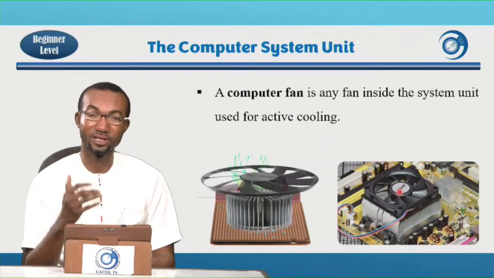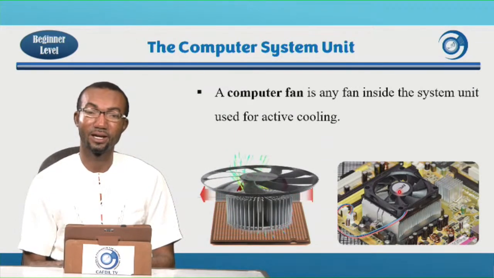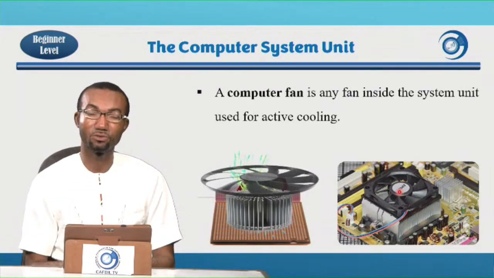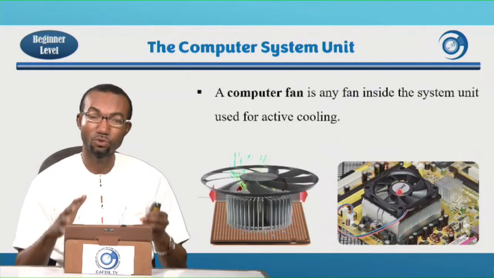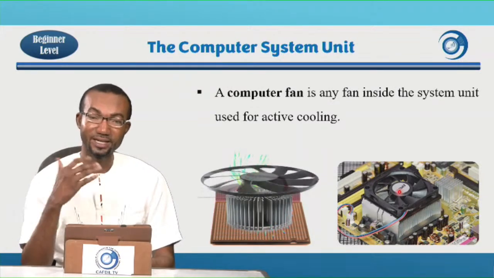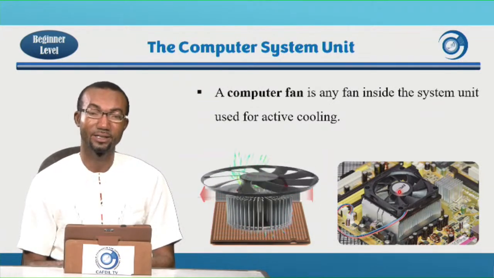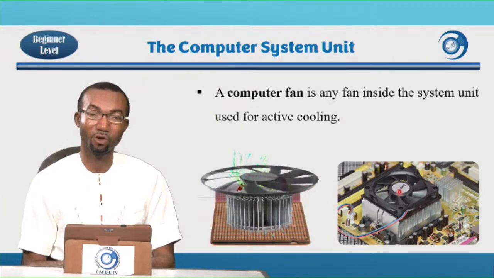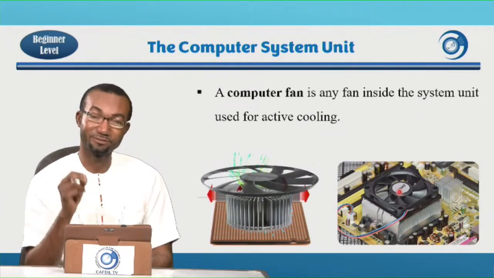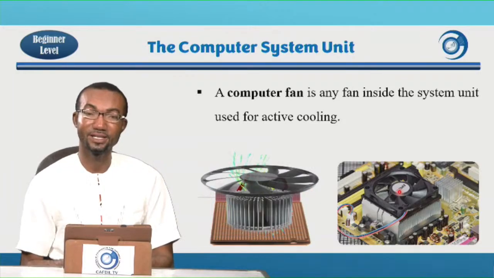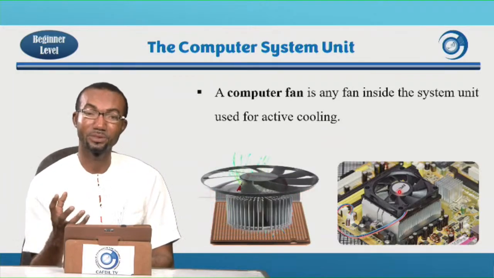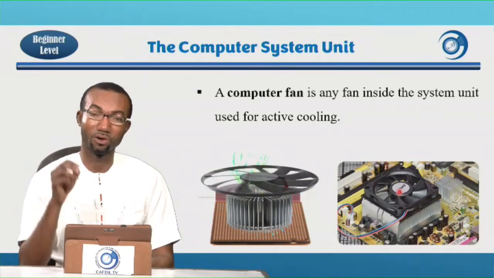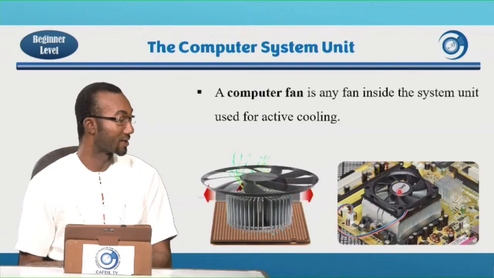So that is why we always advise that you use computers in an air-conditioned room or in a very cool place, so that the heat generated by the CPU will be reduced by the working of the air conditioner. So that is the function of the heat sink and the fan. That's the help they provide to the system unit or the processor inside the system unit.